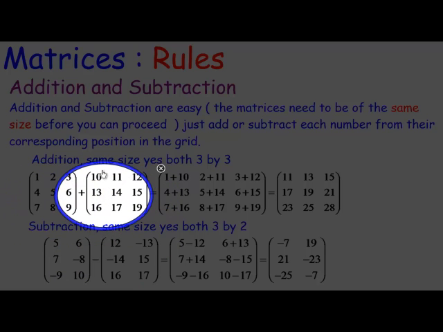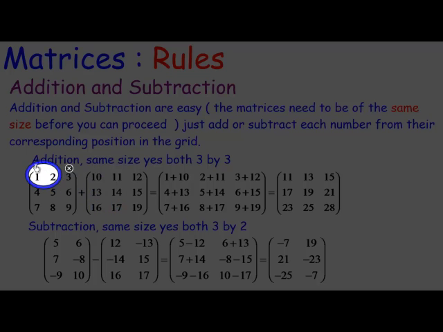Now, how do you do it? It's very simple. All you do is go to the corresponding positions in the grid and either add or subtract them. Let's do that. Here we go, 1. Now 1 is in row 1, column 1. We go to the corresponding position, row 1, column 1 in the next matrix, which is 10.